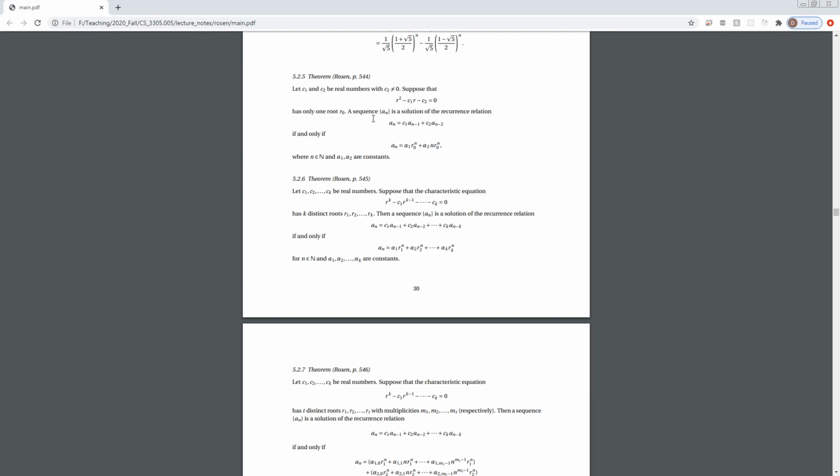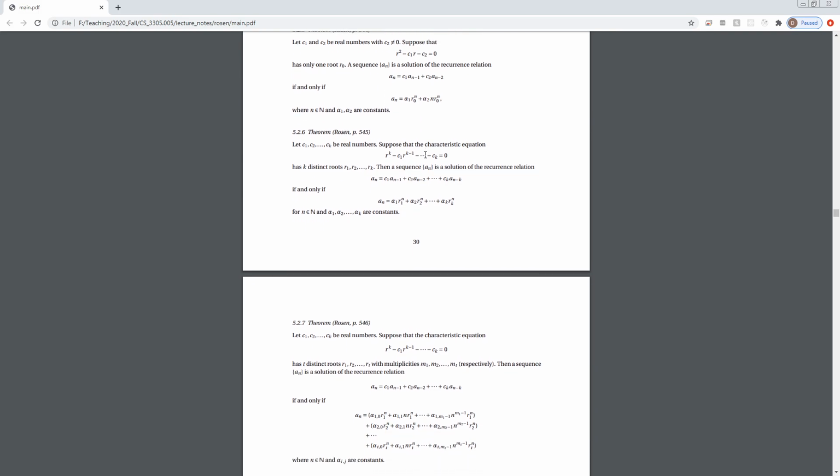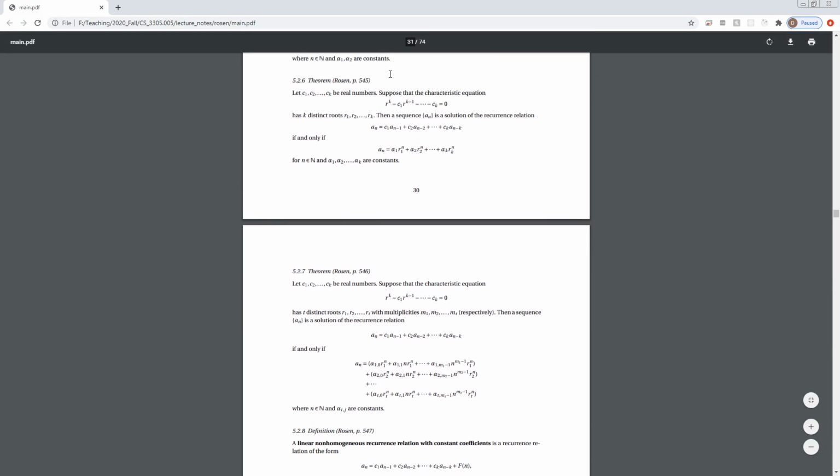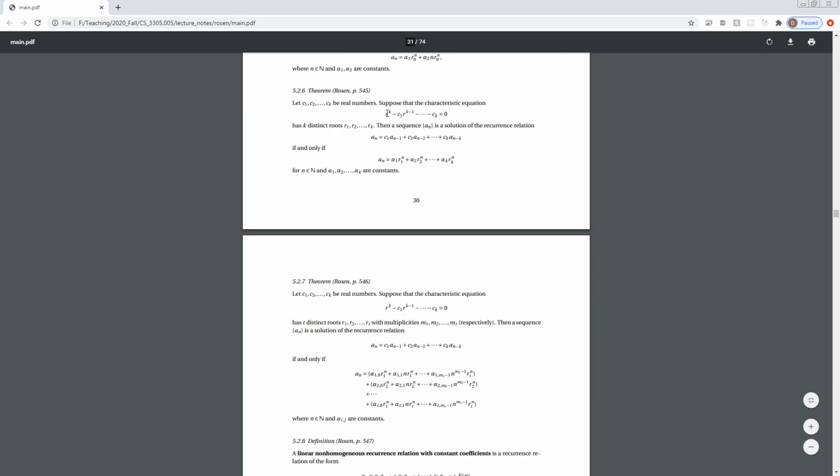So, okay, this theorem doesn't say that. Shouldn't it be put in some general form? I'm glad you asked. So if the characteristic polynomial is degree k, and you have that multiplicity of roots again, so here you have the sequence of the form, this is the recurrence relation, then the solution will take on this form.